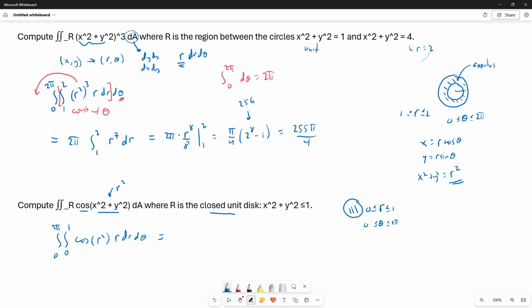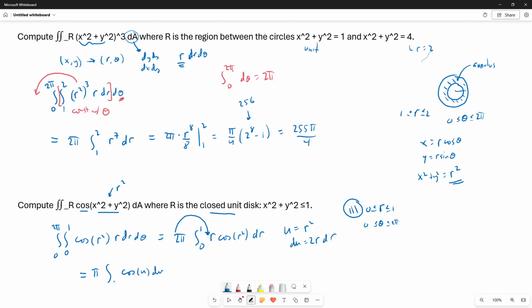And then the inner integral again has no thetas in it, so the integral dθ from 0 to 2π will just give us 2π. And now for the integral of r cos(r²) dr, we need to do u substitution. So we're going to let u equal r². du is 2r dr, so we'll just bring this 2 back in to make the 2r. So we have π times the integral of cos u du.